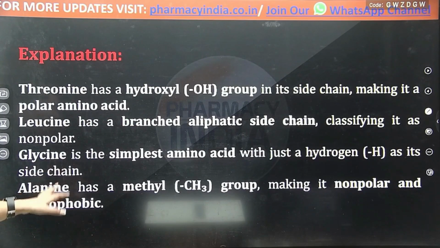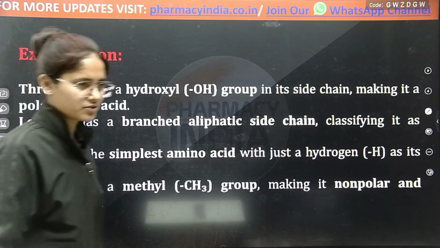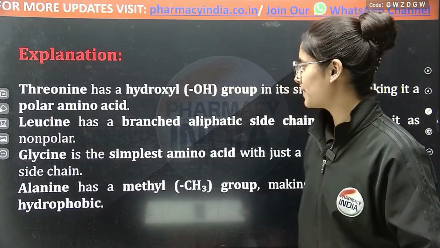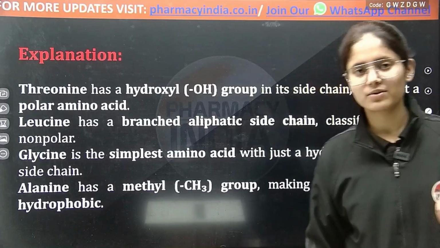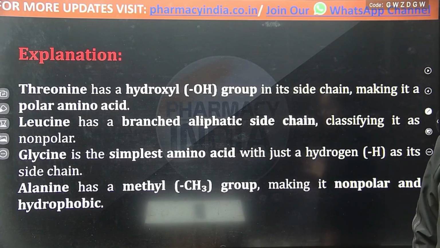Threonine has a hydroxyl group in its side chain, making it a polar amino acid. Hydroxyl is simply the OH group, clear, OH group. Leucine is a branched aliphatic side chain containing amino acid, and glycine is the simplest. Alanine contains a methyl group. I have already told you this.